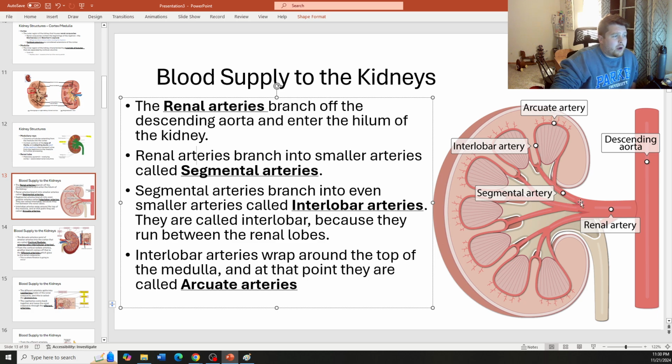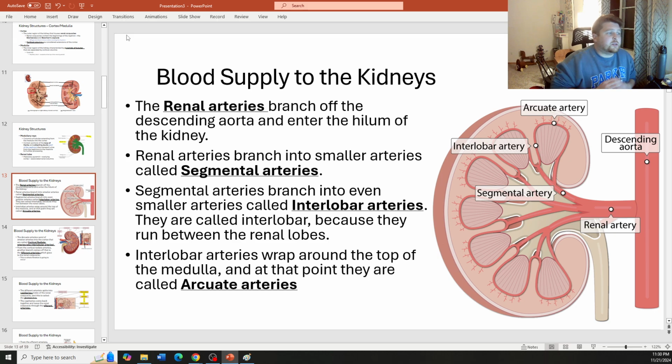The renal arteries then branch into smaller arteries that we call segmental arteries. I should back up one quick sec. The renal arteries enter the hilum of the kidney. Then it splits, and you get segmental arteries. And then arteries do what they're going to do. They split again. And when they split again, they're running along the sides of the medulla. And those are interlobar arteries. And both these arteries are going to wrap around the top of the medulla, the more external, more superficial part of the medulla, and there they are called the arcuate arteries.